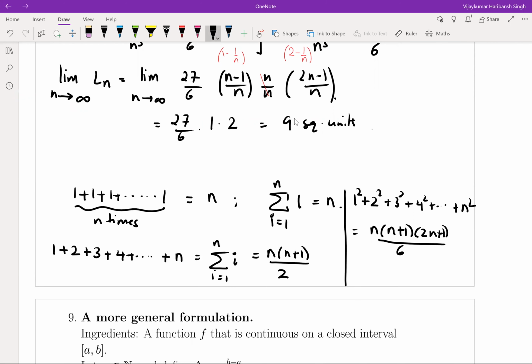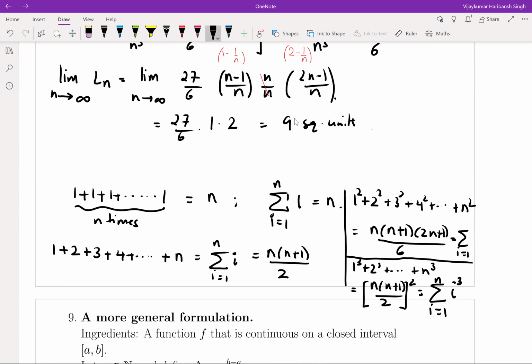And another one is 1 cube plus 2 cube and so on until n cube. That is given by n times (n plus 1) divided by 2, the whole square. If I want to write this in summation form, I should write it as the summation of i cube for i going from 1 to n, and the previous one as the summation of i square for i going from 1 to n.